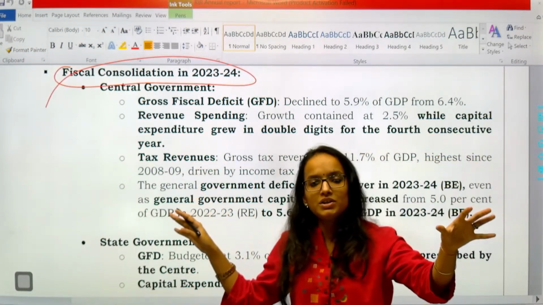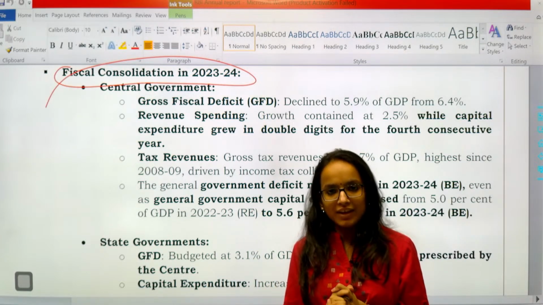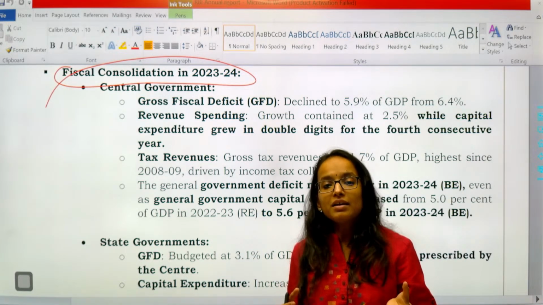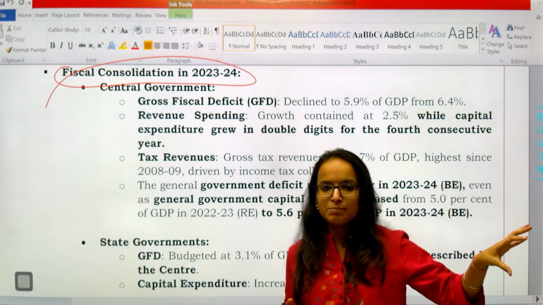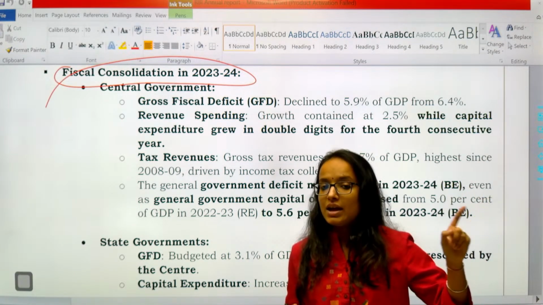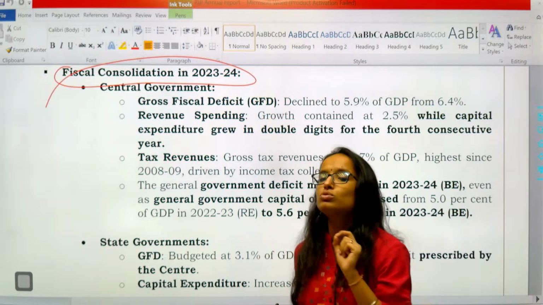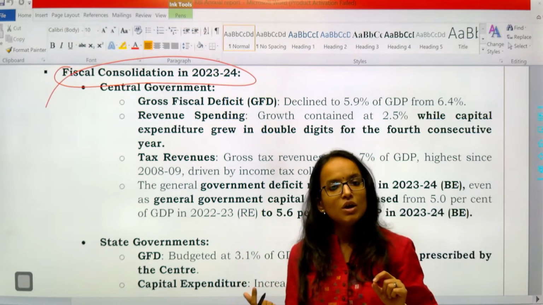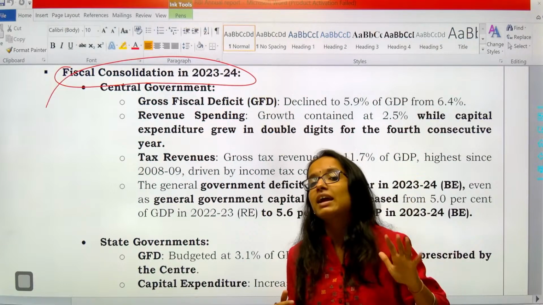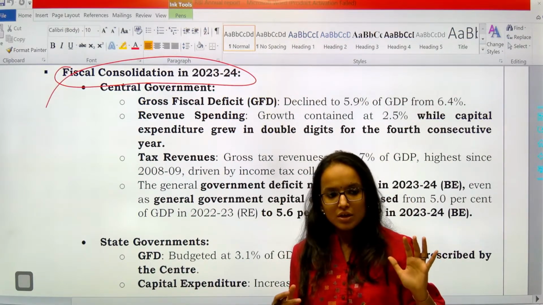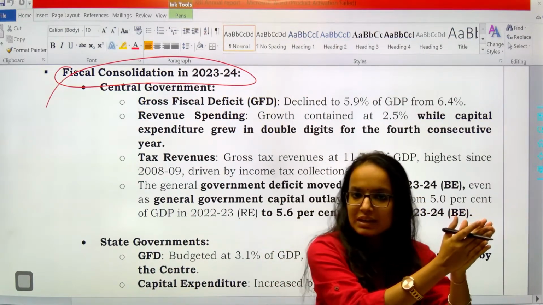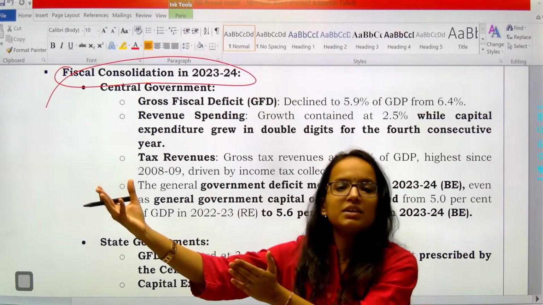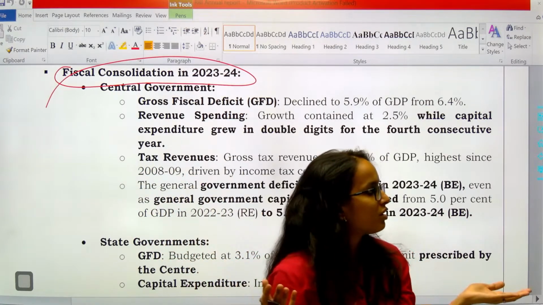What is fiscal consolidation? When the government is continuously trying to improve its performance by cutting unnecessary expenditure, not the necessary ones, and improving its revenue sources, trying to generate more sources of revenue so that fiscal deficit can get reduced. Continuously trying to reduce fiscal deficit, simultaneously trying to achieve higher economic growth. This is fiscal consolidation.